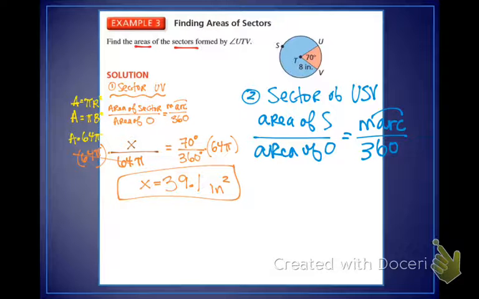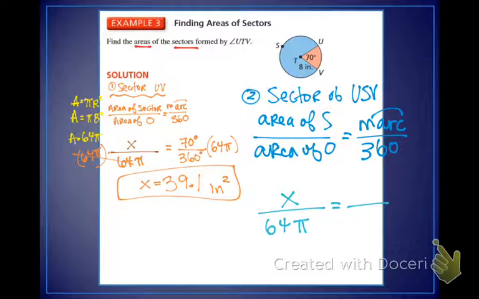So this is where some students struggle a little bit. Do we know the area of the sector? No, because that's what they told us to find. Do we know the area of the circle? On one part, we do. It's the area of the whole circle. So what's the area of the whole circle? 64 pi still. It's not going to change. Same circle.